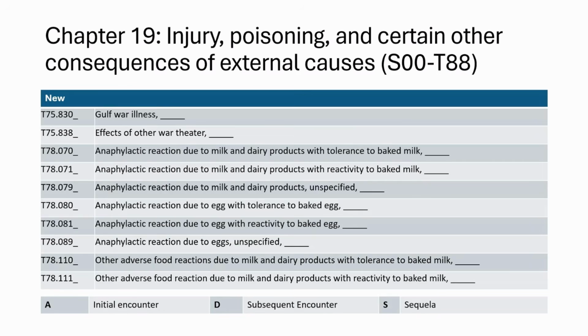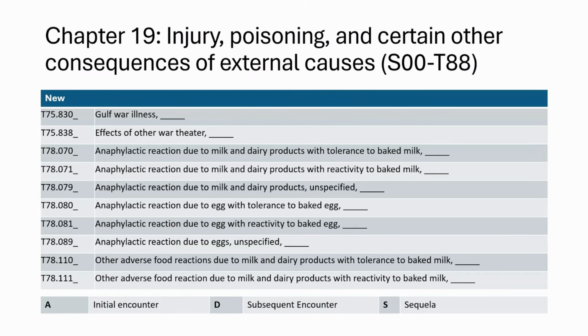So T75.830 for Gulf War illness, and T75.838 for effects of other war theater are new additions. These codes were created to capture conditions that are linked to military service in specific conflict zones, and they were added because veterans often present with chronic multiple symptom illnesses, and having specific codes really helps benefit their research and their benefits eligibility and gives a lot more accurate reporting of that.